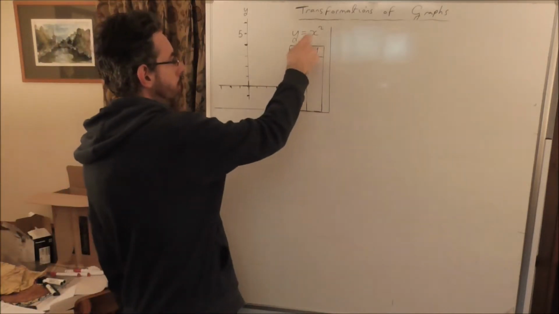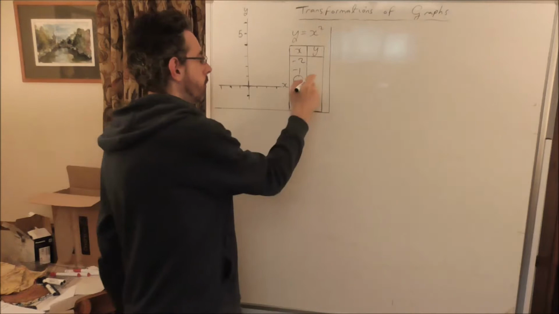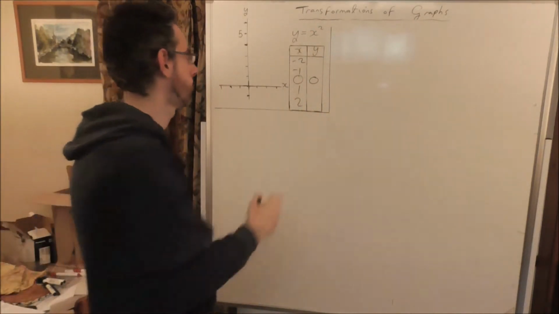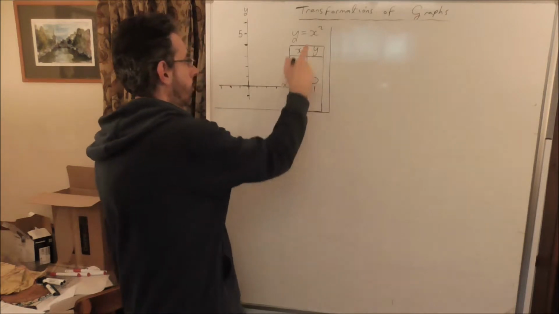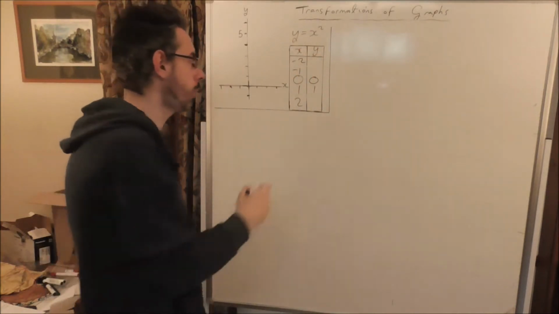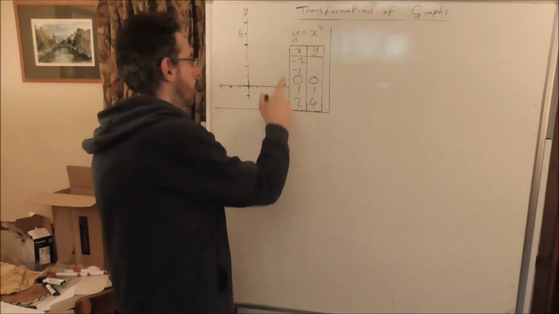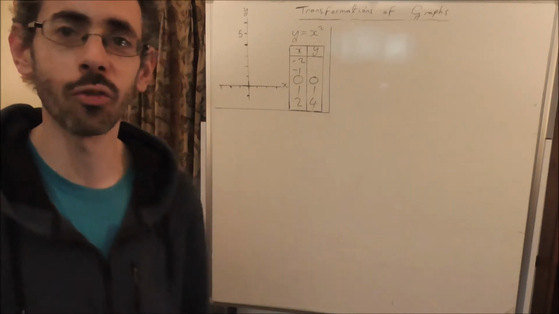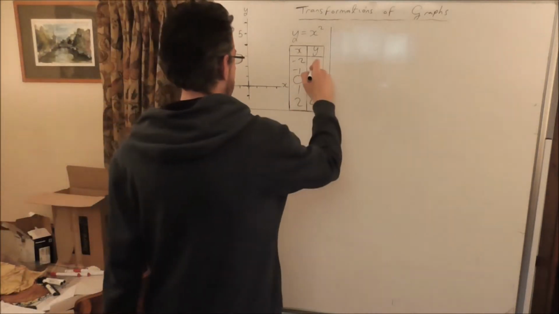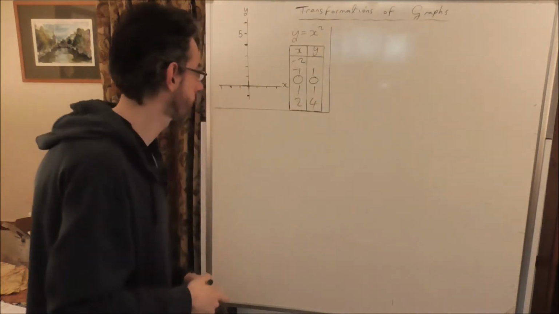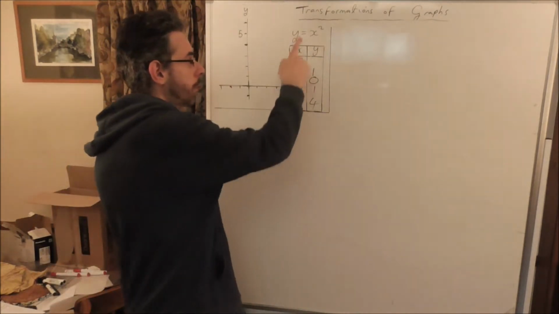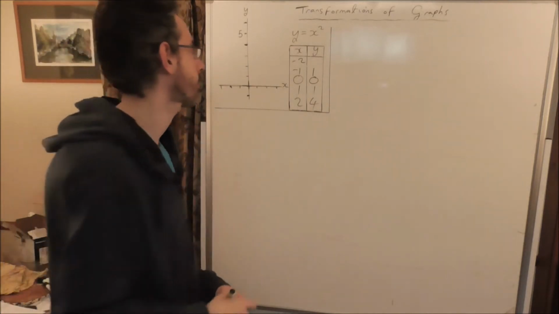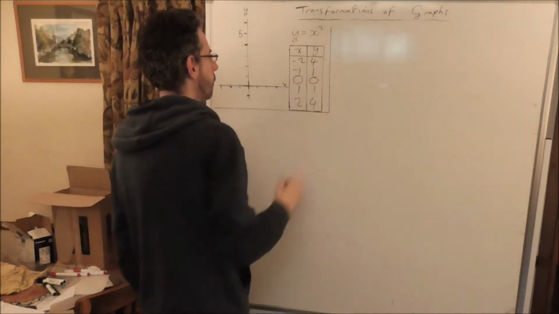So when x is 0, 0 squared, 0 times 0 is 0. When x is 1, 1 squared, 1 times 1 is just 1. When x is 2, 2 squared is 4. When x is minus 1, minus 1 squared, minus 1 times minus 1 is 1. A negative times a negative is always positive. When you put minus 2 in, minus 2 squared, minus 2 times minus 2 is 4. Again, a negative times a negative is always positive.